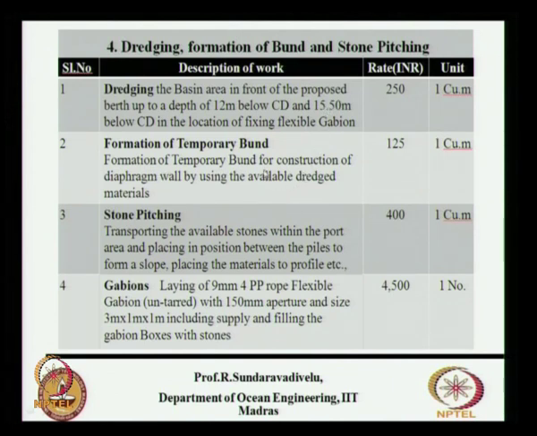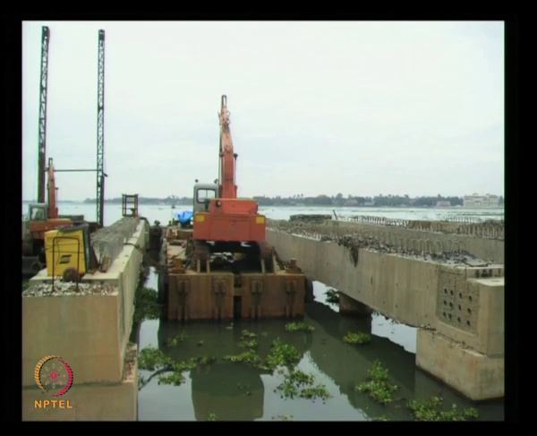Then formation of temporary bund, if you are doing it then it will be 125 rupees per cubic meter. Then if you are using a stone pitching, 400 rupees per cubic meter. If you are putting a gabion box it is 4500 rupees per number. The size is about 3 meter by 1 meter by 1 meter including supply and filling the gabion box with stones. These are the various items that may be required when you do the dredging. In this figure what we are seeing is a dredger which is dredging in between the main cross beams. There are piles below this.